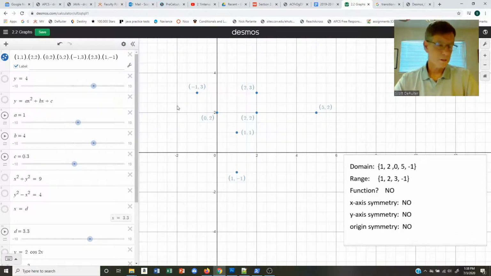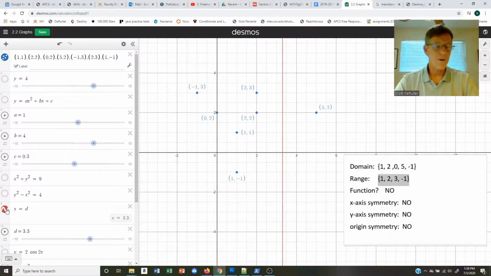All right, we are in section 2.2, and we're looking at relations and functions, domain, range, and also some symmetries. So we're going to start out here with a set of points, and the set of points is a relation. The start values, the input values, are the domain. So we list the domain values, and then the output values, sometimes the y values, that's the range. And we want to figure out whether this set of numbers is a function or not.